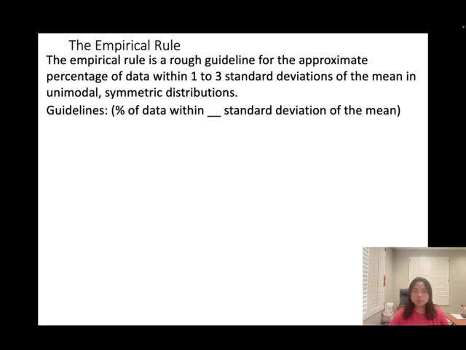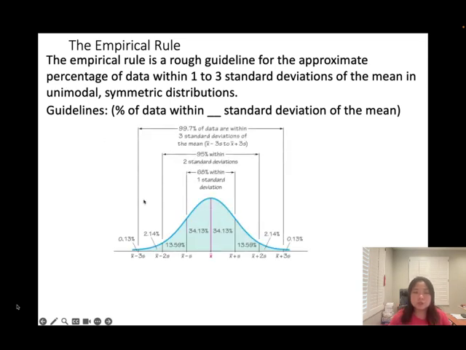The empirical rule is a rough guideline for the approximate percentage of the data within 1 to 3 standard deviations of the mean in a unimodal symmetric distribution. So the empirical rule only works for symmetric distributions, and unimodal means they only have one mode. Look at this picture. This is a normal distribution, and it is symmetric, and we only have one mode.